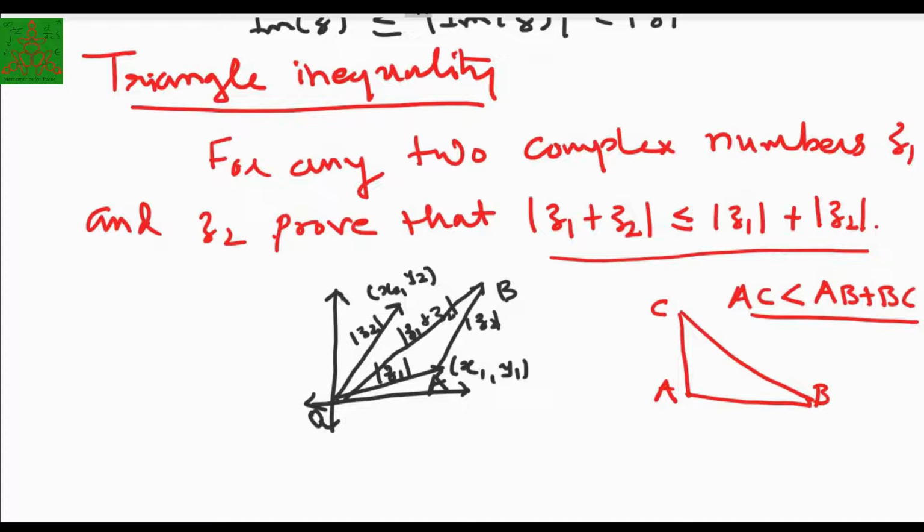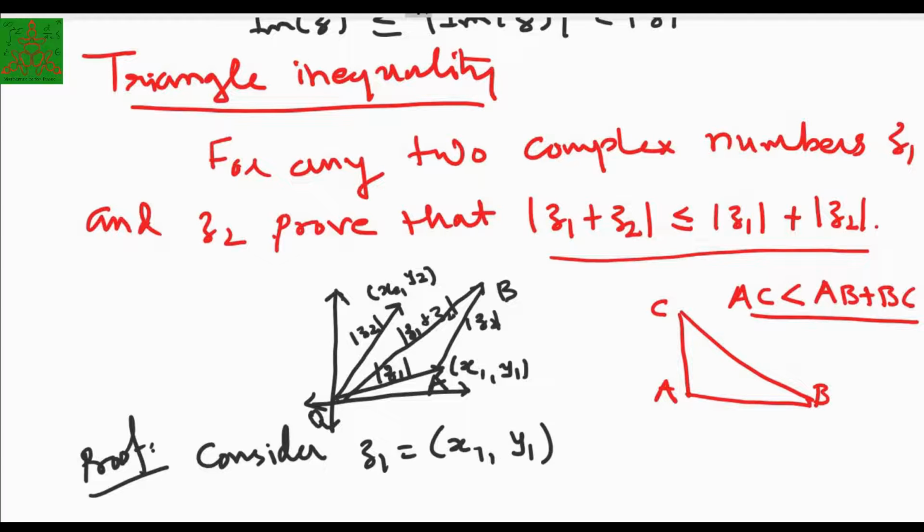So this is the geometrical proof of the triangle inequality. Now I am giving you the algebraic proof. The other proof you have to wait for my next video. To give the algebraic proof, I am considering z1 as x1 plus i y1, and z2 as x2 plus i y2.